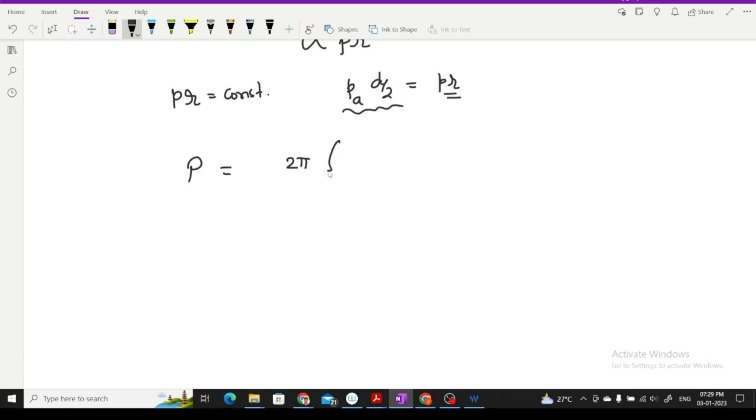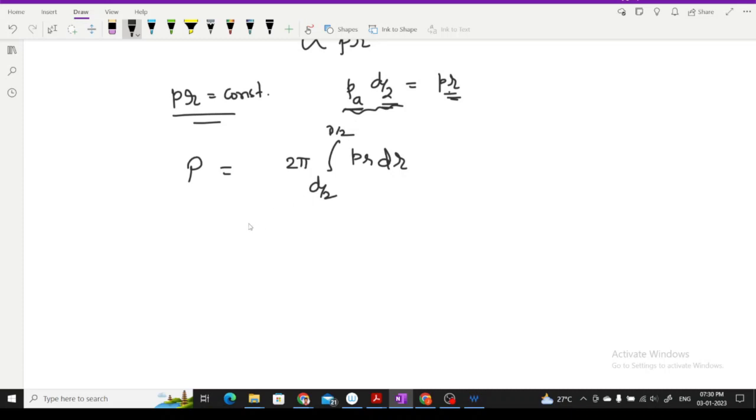Sir, will you please repeat the above statement? Yeah, so this one, right? As PR is constant, we are considering that the maximum pressure Pa is acting at the least radius d by 2. So in our integration, we are going to replace this PR with Pa into d by 2. Are you getting it? So Pa is maximum? Yeah.